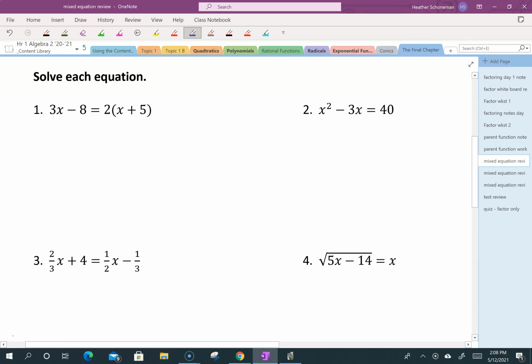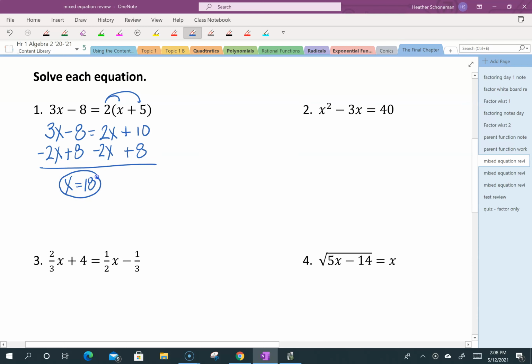So to solve this one, the first thing we need to do is distribute. So I'll get 3x minus 8 equals 2x plus 10. So now to solve, I'm going to subtract 2x from both sides, and I'm going to save myself some space and do this in one line and add 8, and that's going to give me x equals 18, and there's my answer. Okay, number 2.